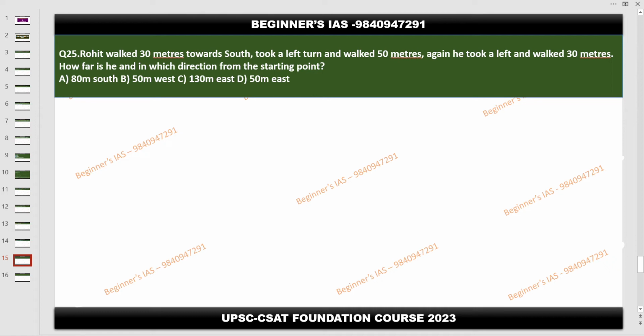So what is the answer? D, 50 meter east. So okay, fine. So it's a combination of both, direction and displacement.